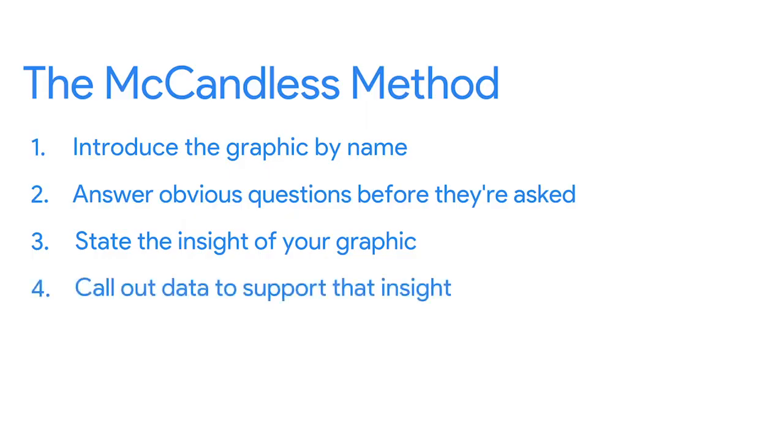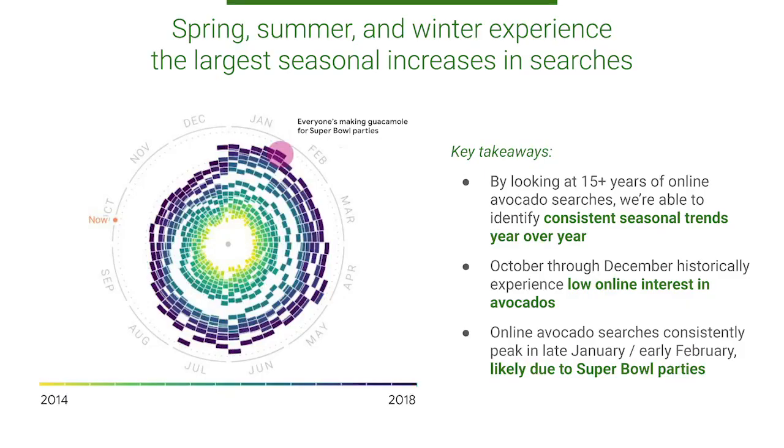The fourth step in the McCandless method is calling out data to support that insight. This is your chance to really wow your audience, so give as many examples as you can. With our avocado graphs, it might be worth pointing to specific examples. In our monthly trends graph, we can point to specific weeks recorded here.